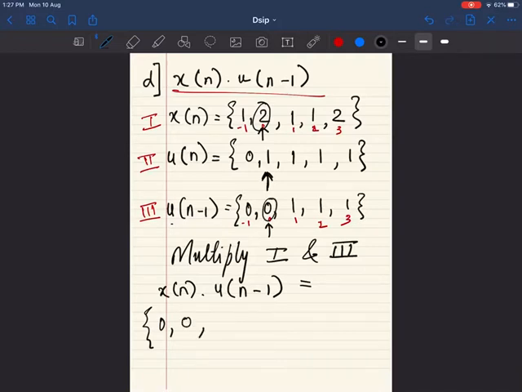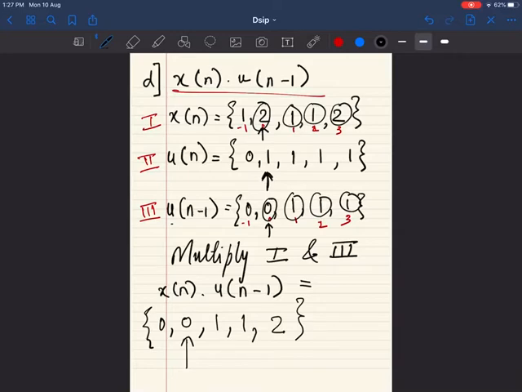At 1 my x of n is 1 and my u of n minus 1 is 1. 1 into 1 is nothing but 1. Here x of n is 1, here u of n minus 1 is 1, so this is 1. Here this is 2 and u of n minus 1 is 1, so this is 2. Okay. So this is the solution to this numerical.